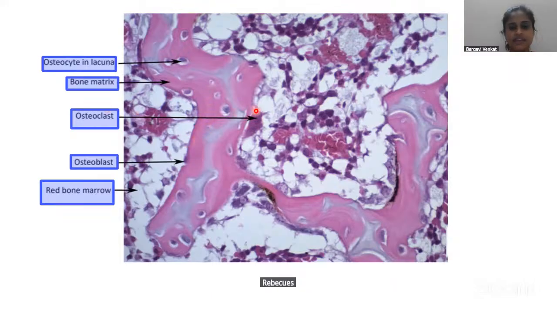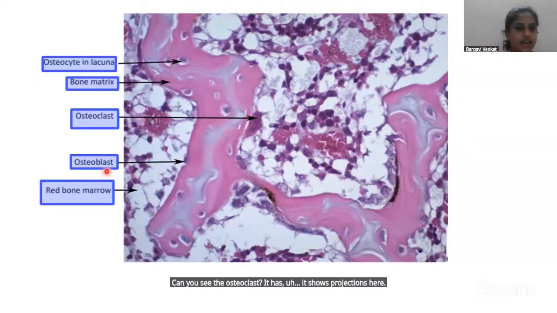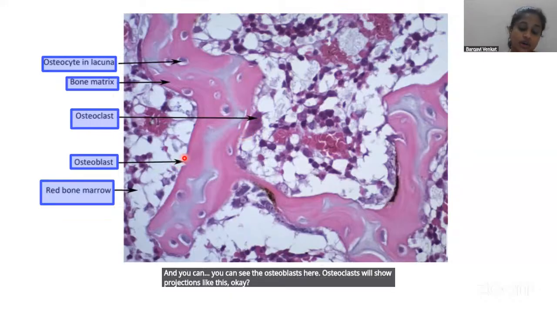Okay. And this is your osteoclast. Can you see the osteoclast? It shows projections here, and you can see the osteoblast here. Osteoclast will show projections like this. Okay, but your osteoblasts are round, just round shape.